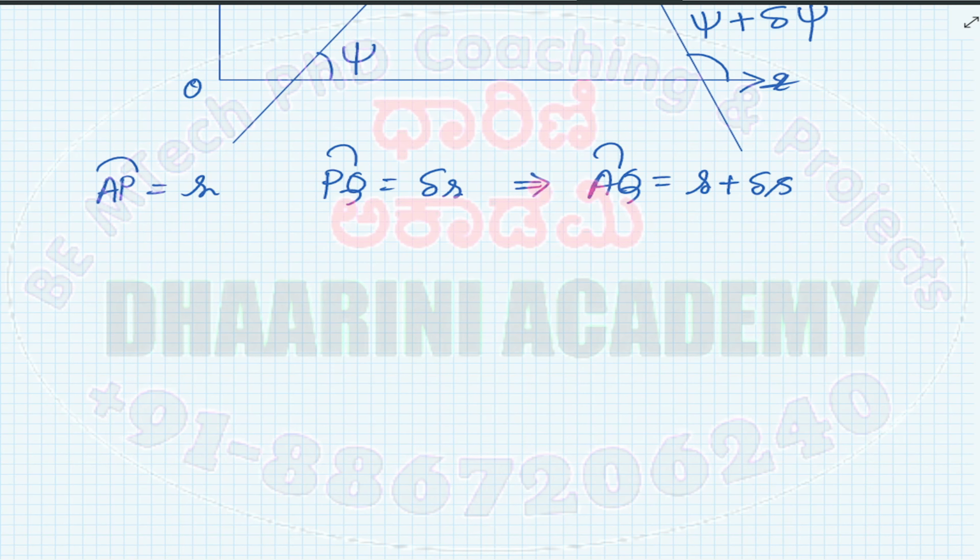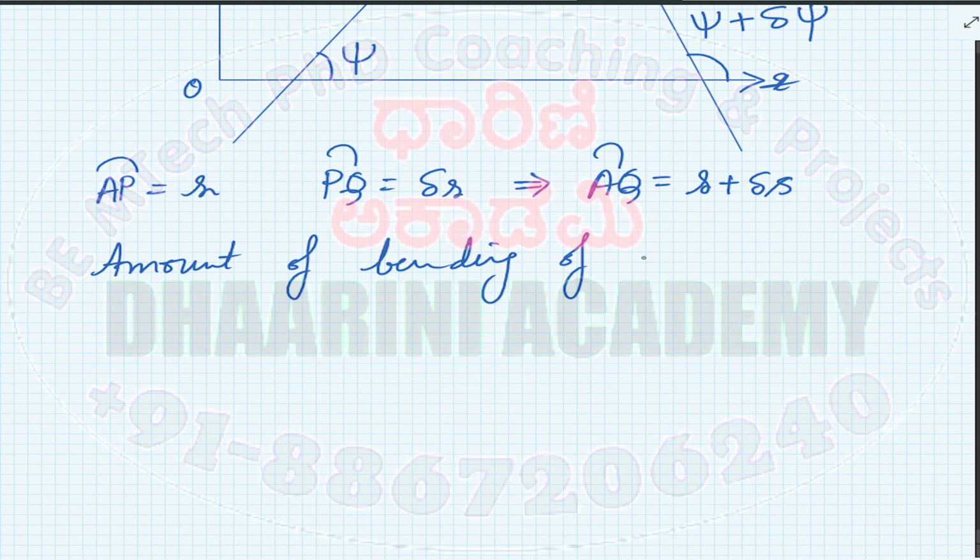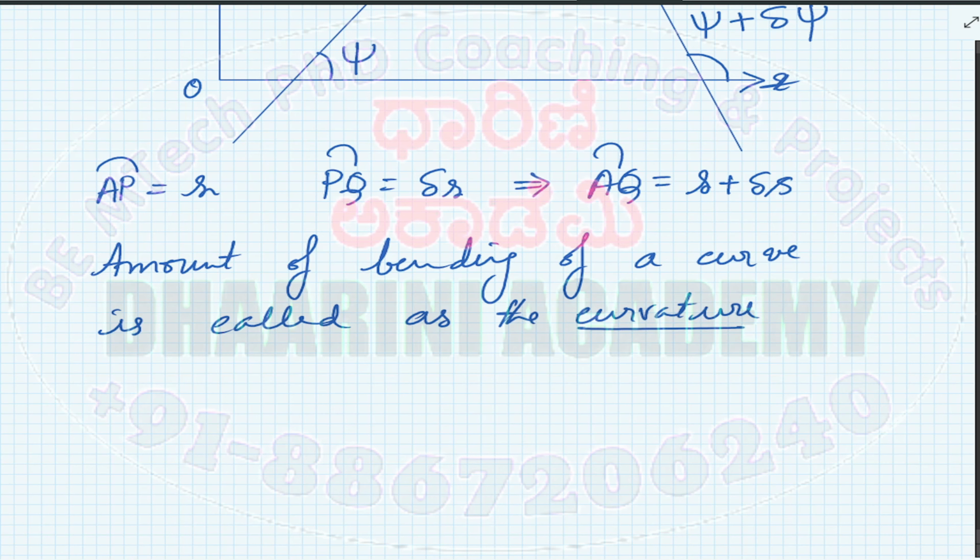The angle delta psi between the tangents is called the bending of the curve. Now let's go to the definition directly. The amount of bending of a curve is called the curvature. So this is the first term which we are going to define now. So how do you define the curvature?